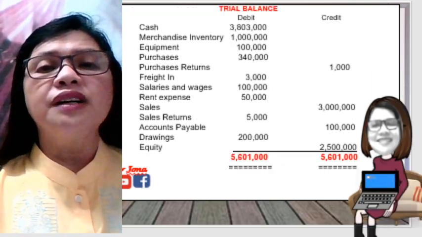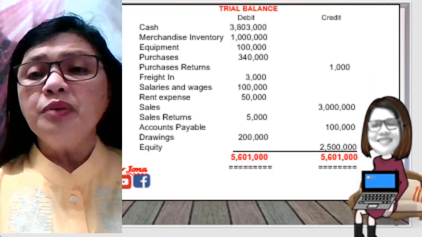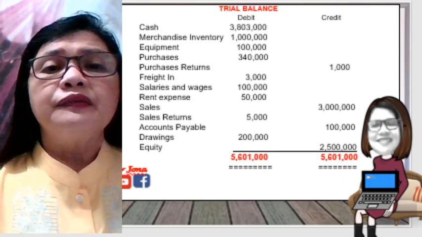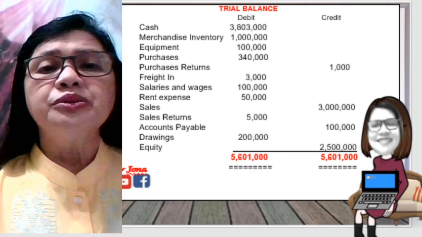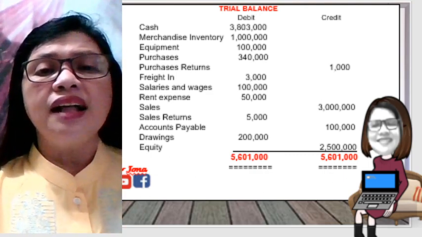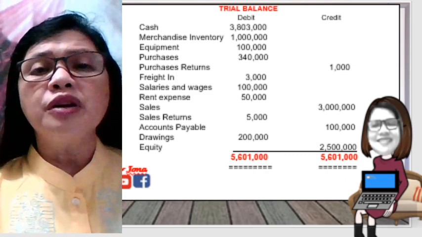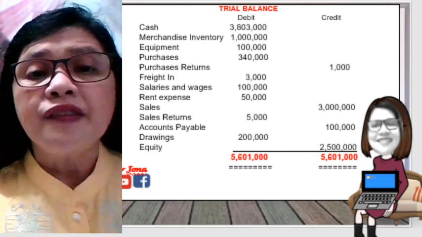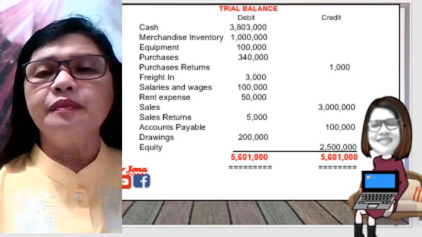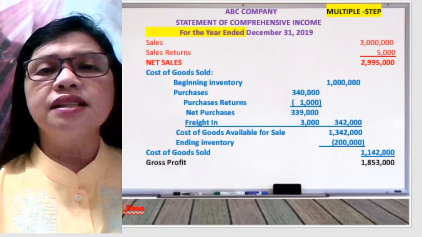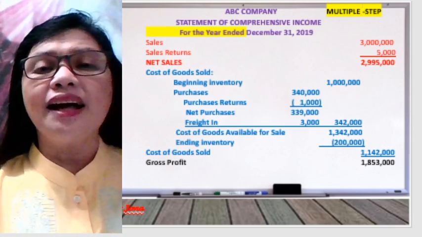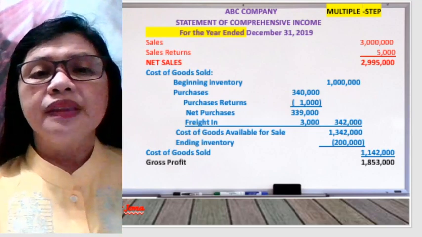Then we have the trial balance. We now prepare the balances of the accounts. From cash, 3,803,000, merchandise inventory, 1 million, equipment, etc. until it arrived to a normal debit balance of 5,601,000, and the credit balance of 5,601,000.